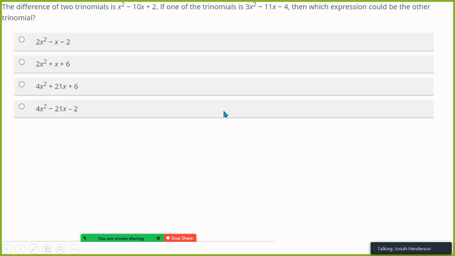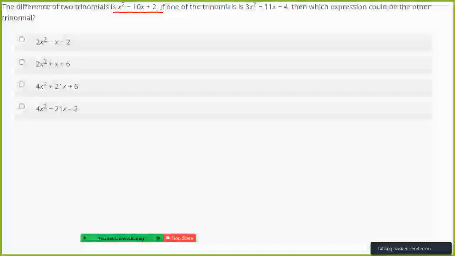Awesome. Okay, we got 20 minutes left, and we've only done a few questions. Let's keep going. Let's do a few more. And if you can't see this, let me know, and I'll try to make it bigger. The difference of two trinomials is this, x squared minus 10x plus 2. If one of the trinomials is this one, 3x squared minus 11x minus 4, then which expression could be the other trinomial?